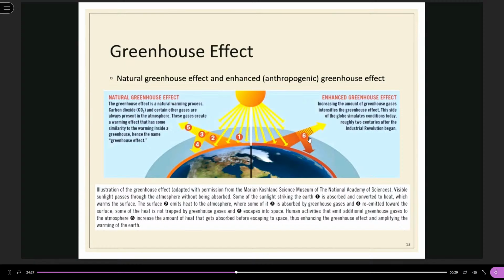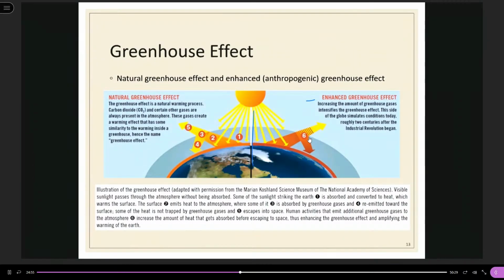Okay, so for the enhanced greenhouse effect, increasing the amount of greenhouse gases intensifies the greenhouse effect. The side of the globe simulates conditions today. Okay, so on the right-hand side, this is for today, roughly 2 centuries after the Industrial Revolution began.